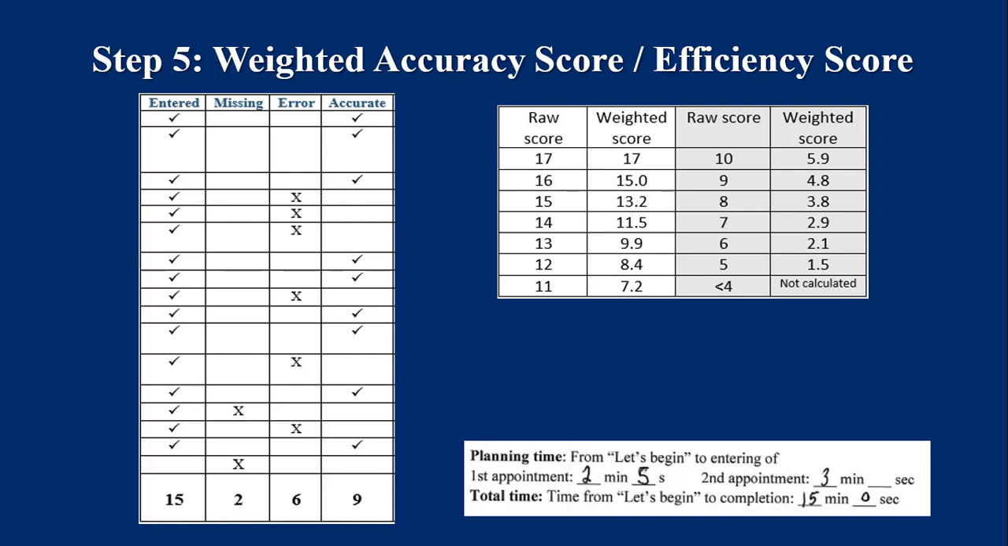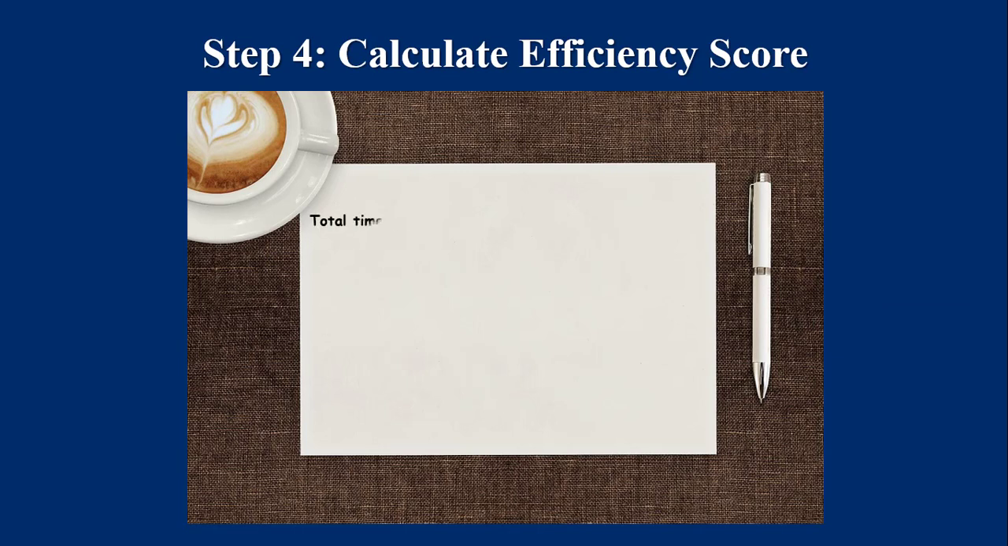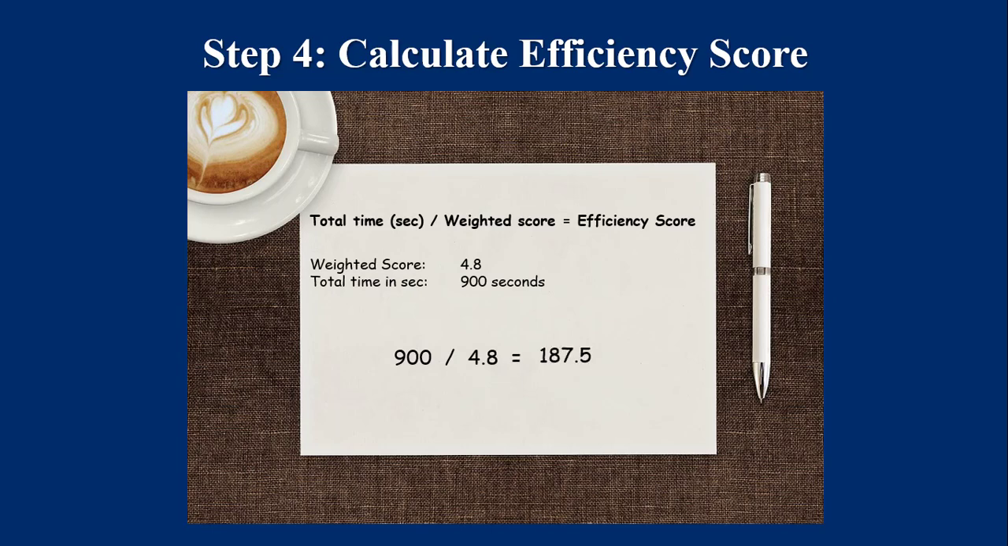In this example, take the raw score of 9 and match it to the weighted accuracy score of 4.8. The total time of 15 minutes is converted to 900 seconds. It is important to note that efficiency scores for 4 or less accurate appointments are not calculated. Use the following equation to obtain the efficiency score. From the previous example, the weighted score was 4.8 and the total time was 900 seconds. 900 divided by 4.8 equals an efficiency score of 187.5. A higher efficiency score indicates lower performance.